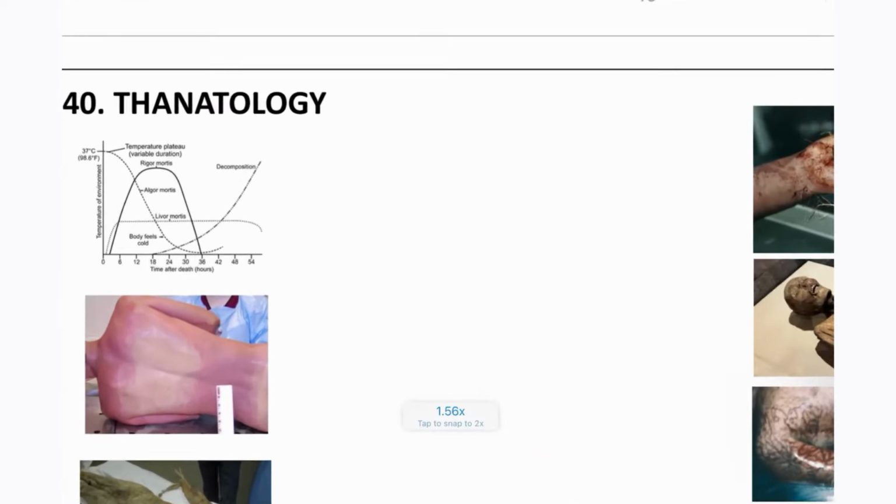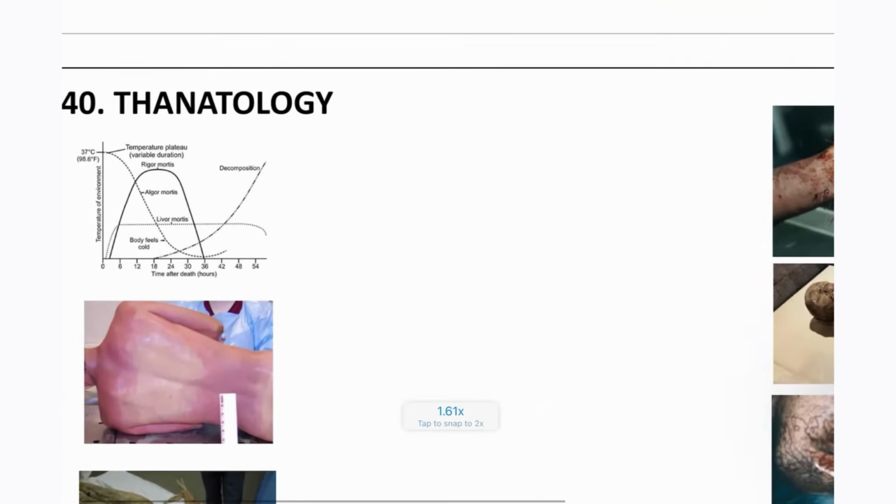Next, moving on to forensic medicine: thanatology. In thanatology, you have to take note. What is thanatology, guys? It is just the study of death.